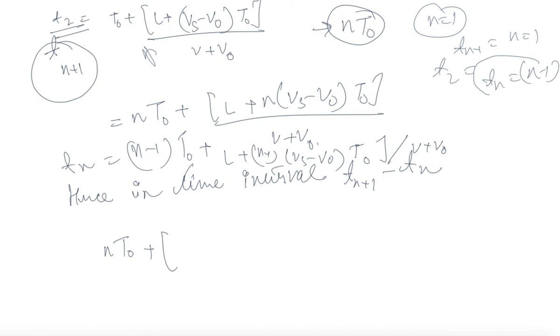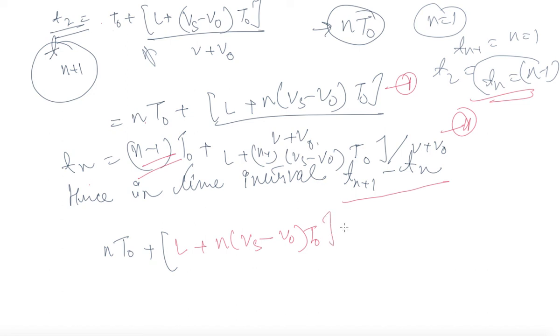So this is what is happening. Please do not get confused. In place of n, if this is T2, you are putting 1. If this is Tn plus 1, you are putting n. If this is Tn, you will put n minus 1. So between the time interval of Tn plus 1 minus Tn, just subtract this with this. If this is equation 1 and this is equation 2, subtract 1 minus 2, you will have n t naught plus L plus n Vs minus V naught into t naught, and this whole is divided by V plus V naught, minus L, V plus V naught. This is what we get.